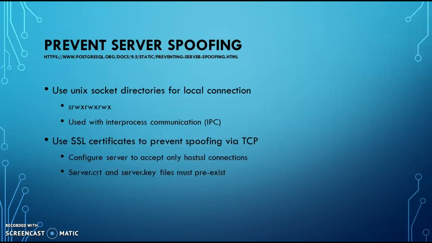One of the things I discovered was to prevent server spoofing. The recommendation is to use Unix socket directories for local connections. Now, if you recall from some of your earlier classwork, in Unix or Linux, you have your file formats of, in that first field, I've got S, RWX, RWX, RWX. RWX is read, write, execute for the users and groups. And the S in this case represents a socket. It could be a dash, which represents a typical file, or an L for a link, or a D for a directory.